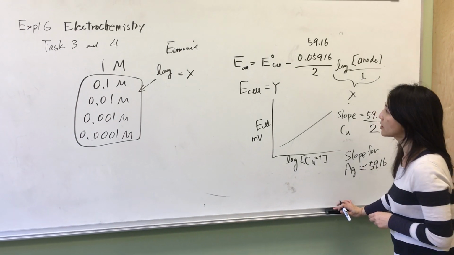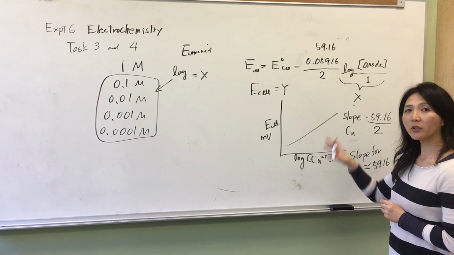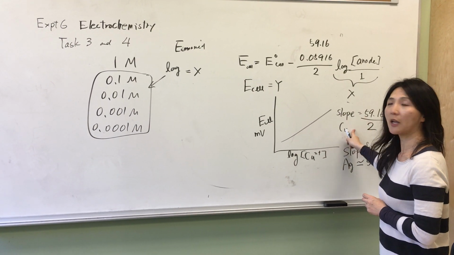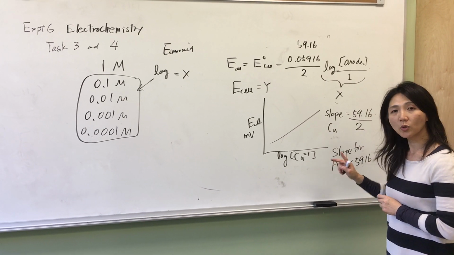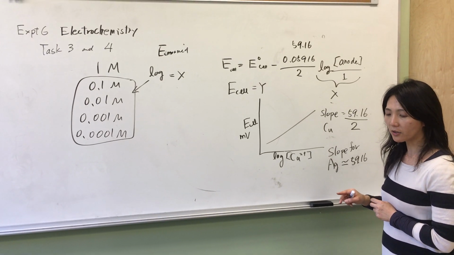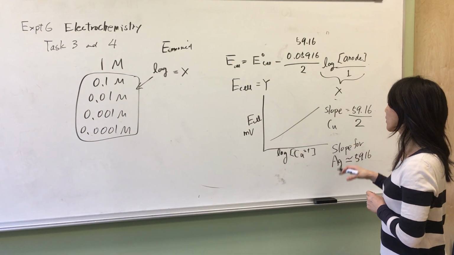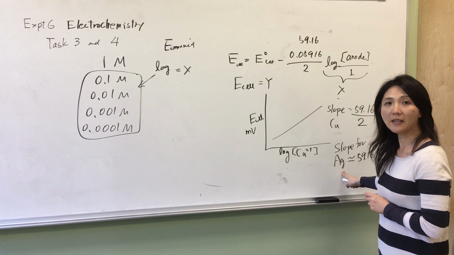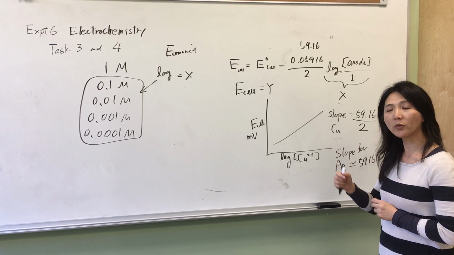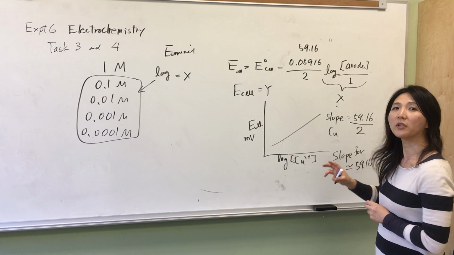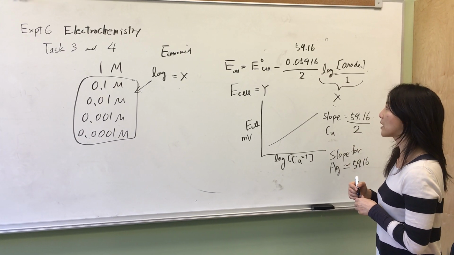Once you've made the graph for both copper and silver, I want you to compare your slope to this number: 59.16 over 2 for the copper and 59.16 for the silver. There are 2 questions in the worksheet: does the graph follow Nernstian behavior or not? If your slope is close to those numbers, you can say yes. If it isn't close, you have to say no and think about what possible error made your slope lower or higher than these numbers. Those are the questions, but that's all you have to do.